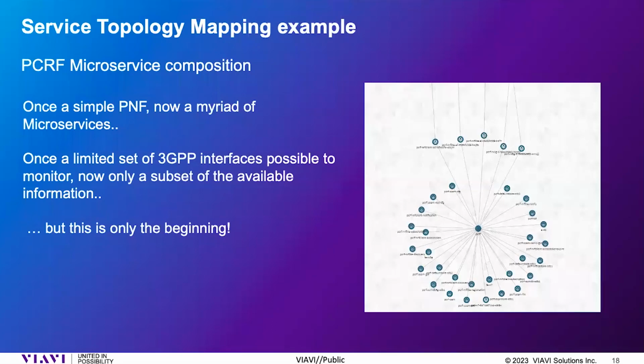And therefore, in order to do the assurance of this, if you only look at it from the logical network function point of view of the PCRF, you're actually missing a significant portion of what it takes to drive assurance in this cloudified and disaggregated ecosystem. And to make things a little bit worse, let's look at the next slide.